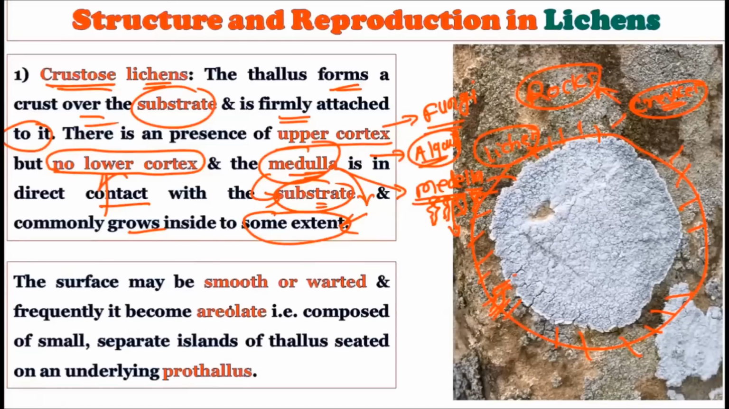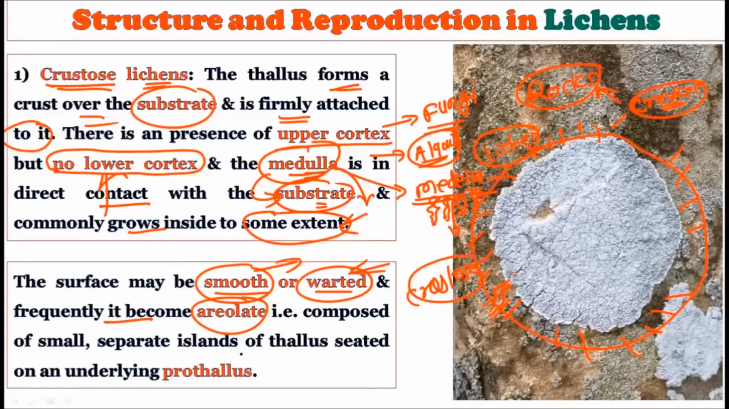Now see, the surface may be smooth or warted. Sometimes the surface looks smooth, and sometimes it shows warts. It looks somewhat rough, and it frequently becomes areolate. Very important, the thallus of the Crustose lichen: whatever Crustose lichens there are, they show a tendency that their thallus frequently becomes areolate.